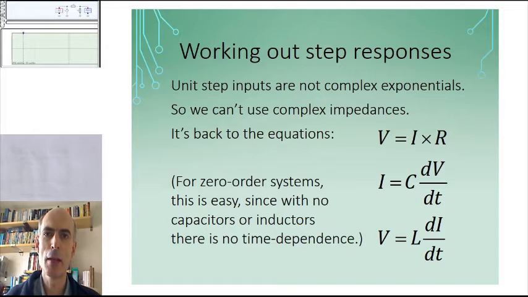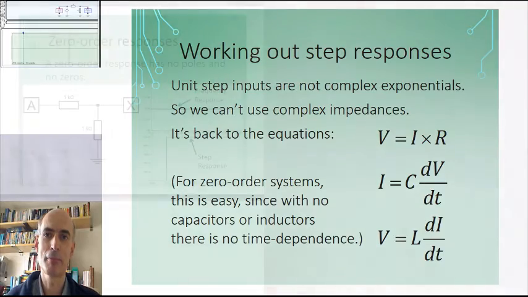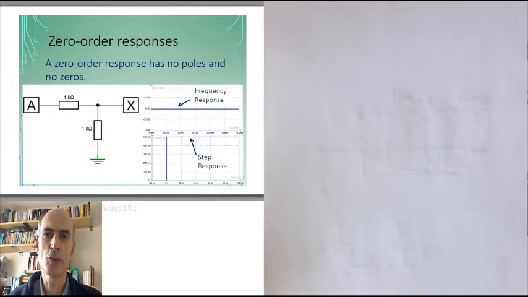In this video, I just wanted to show you an example of the solution using the simplest possible example, that of a zero-order system. Zero-order systems have no poles and no zeros, so they can conveniently be analysed as potential dividers, since that's all they are, and potential dividers just built using resistors.